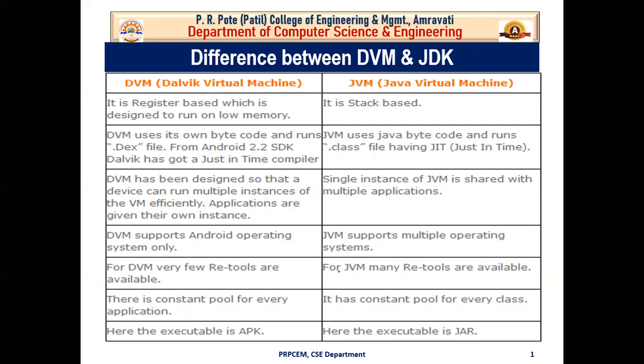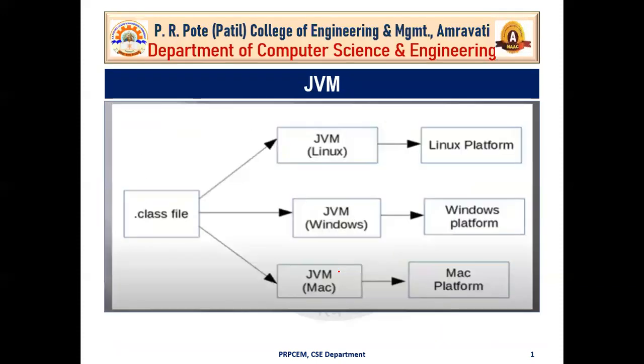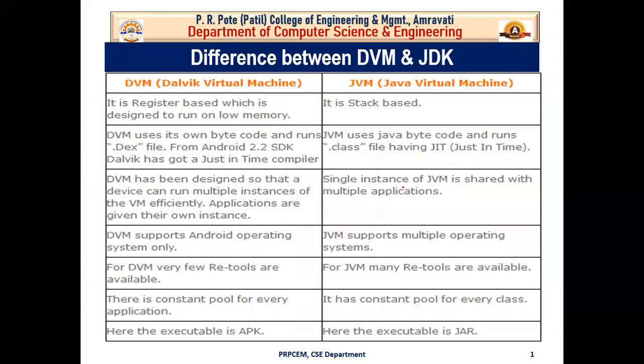Dalvik virtual machine supports Android operating system only, and Java virtual machine supports multiple operating systems. As we have seen here, the .class file is given. We can provide the .class file to any platform, that is Linux, Windows, or Mac, because it is machine or platform independent. So Java virtual machine supports multiple operating systems like Linux, Windows, or Mac OS. But Dalvik virtual machine supports Android operating system only because it is platform dependent.